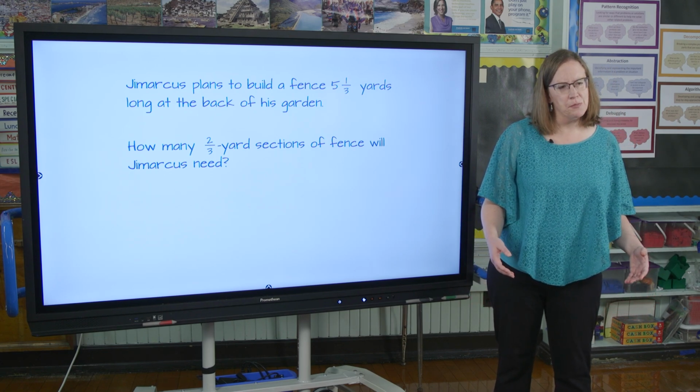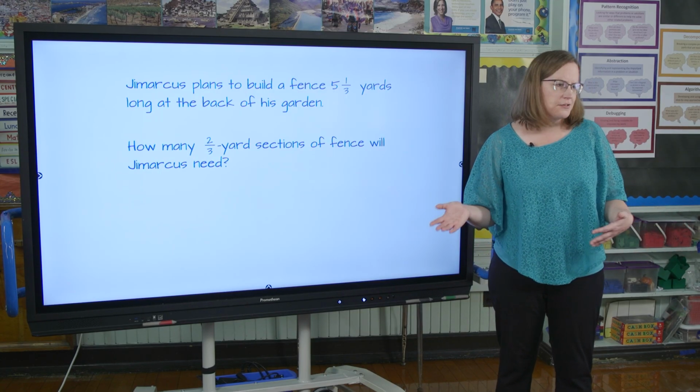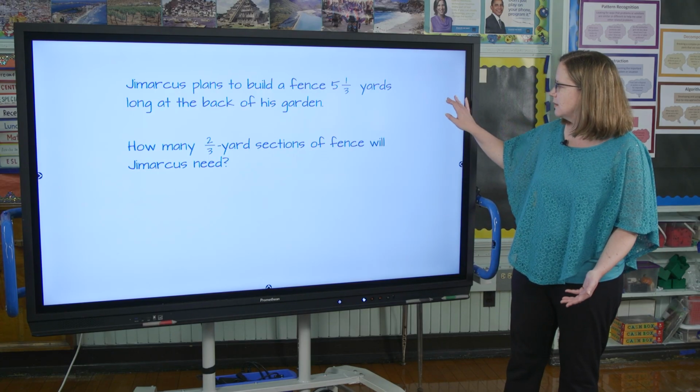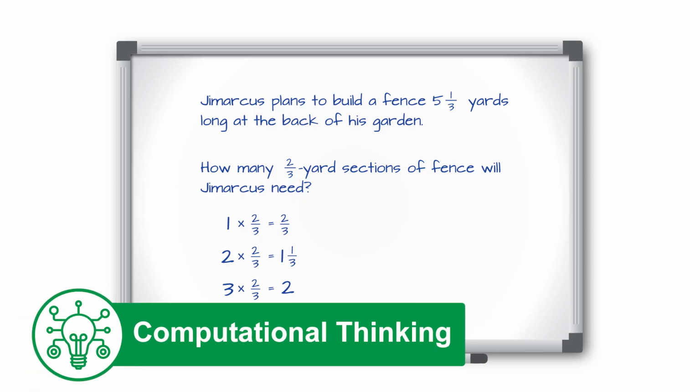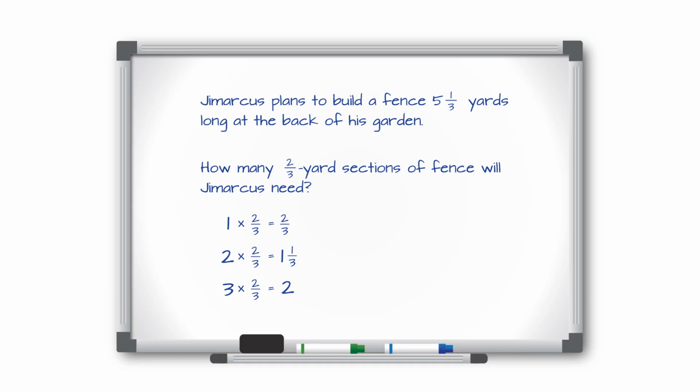They were thinking about Jamarcus adding these sections of fence, and they thought about how long the fence would be after each section was added. And they showed this thinking with number sentences. So they said, okay, when he just has one section, it'll be 2/3 yard long. And then with 2 sections, it's 1 1/3 yard. 3 sections, it's 2 yards.